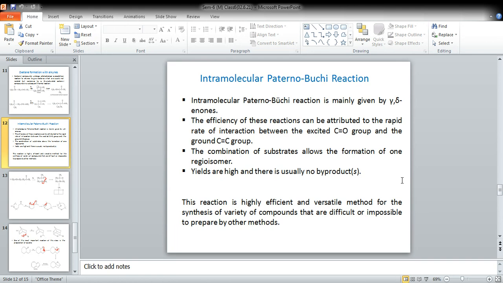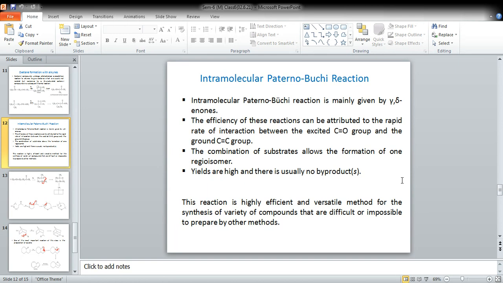So since Paterno-Büchi reaction takes place between a carbonyl compound and an alkene, that means the same molecule must contain C=O and C=C within the same molecule. So intramolecular Paterno-Büchi reaction is mainly given by gamma-delta enones. That means there must be C=C at the gamma and delta position, at least with respect to the carbonyl compound.